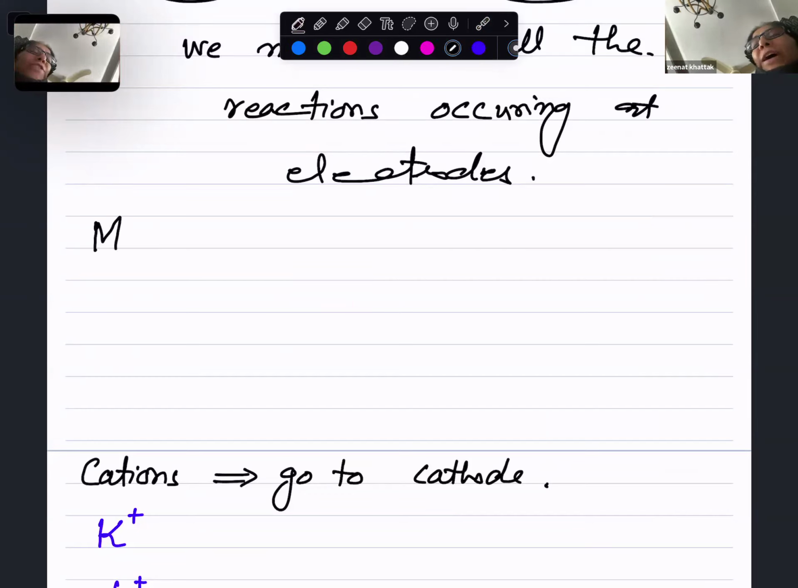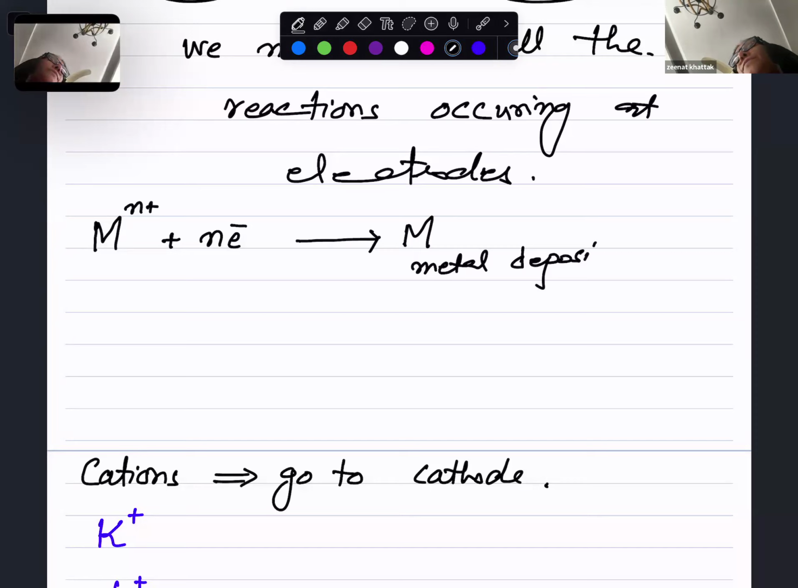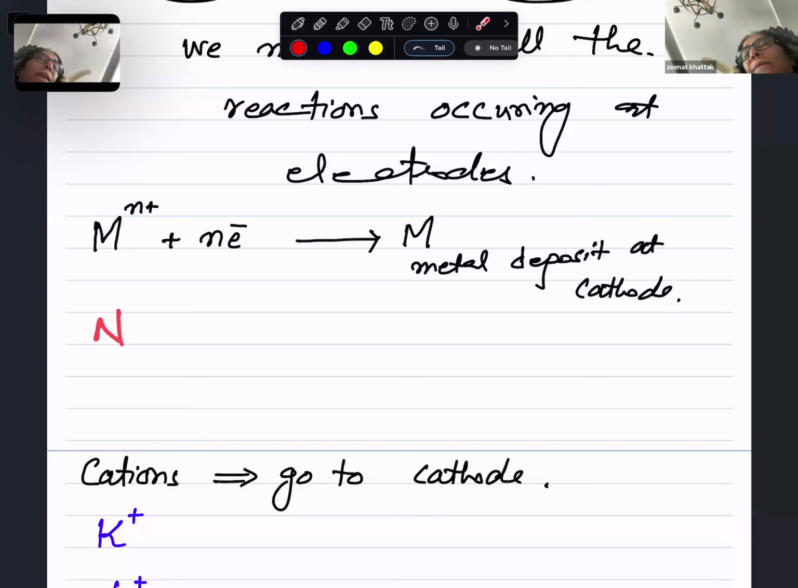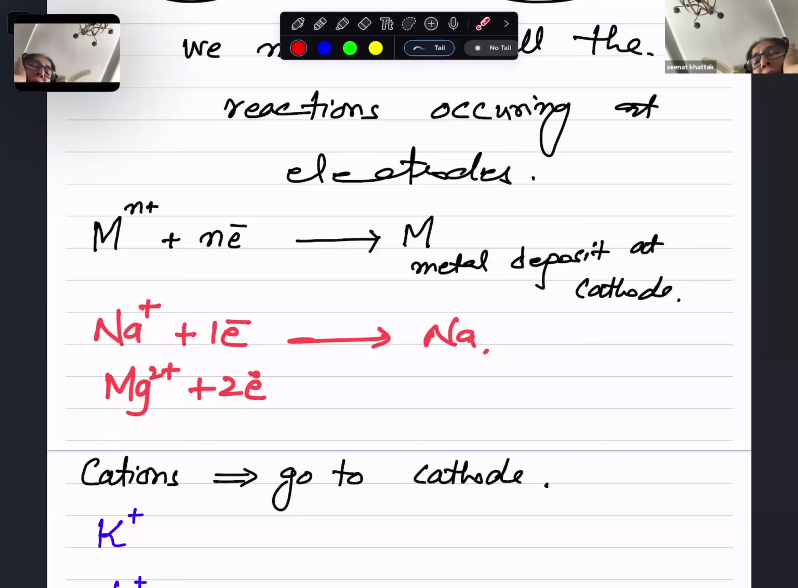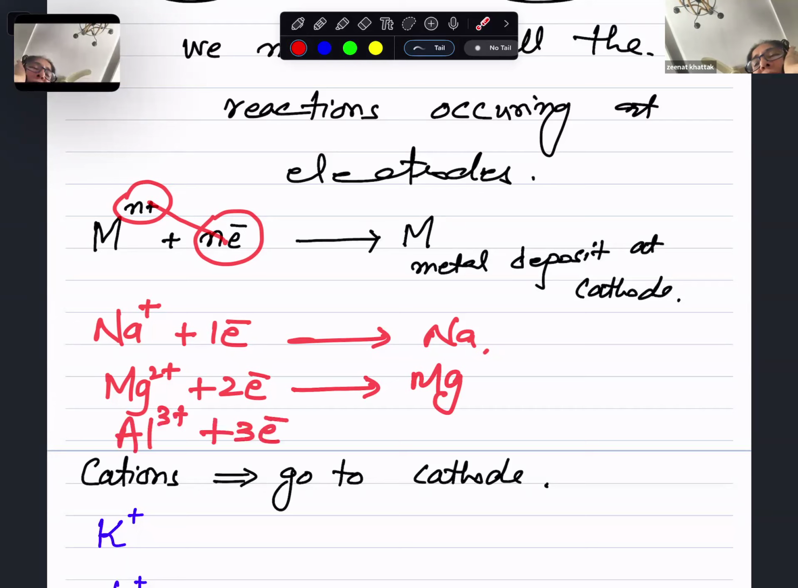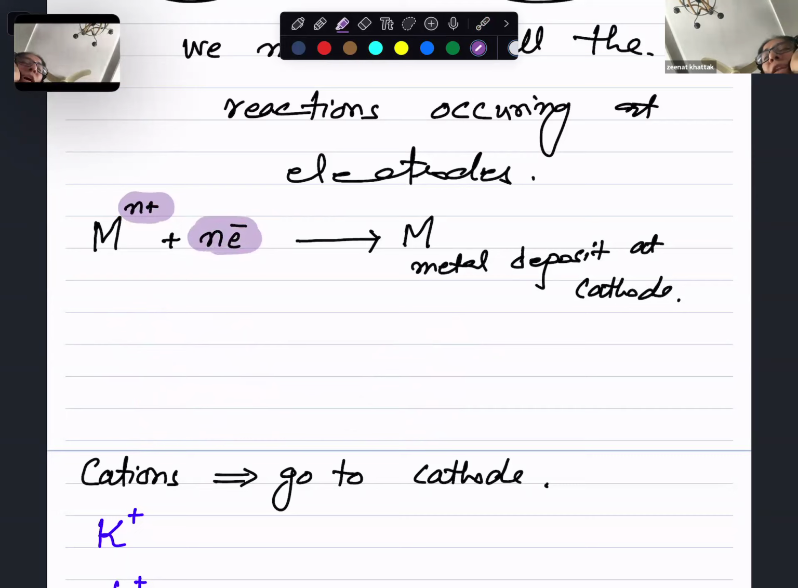Now, one thing. Whatever your cation is, it has a certain charge. It will gain electrons equal to the charge of the cation and will turn into metal. The metal deposits at the cathode. Suppose this is Na+, so it gains one electron, making sodium metal. But if it is Mg2+, it will gain two electrons, because the charge is 2, turning into magnesium metal. If it is aluminium, 3+, it will gain three electrons, turning into aluminium metal at the cathode. So the charge and electrons are the same.